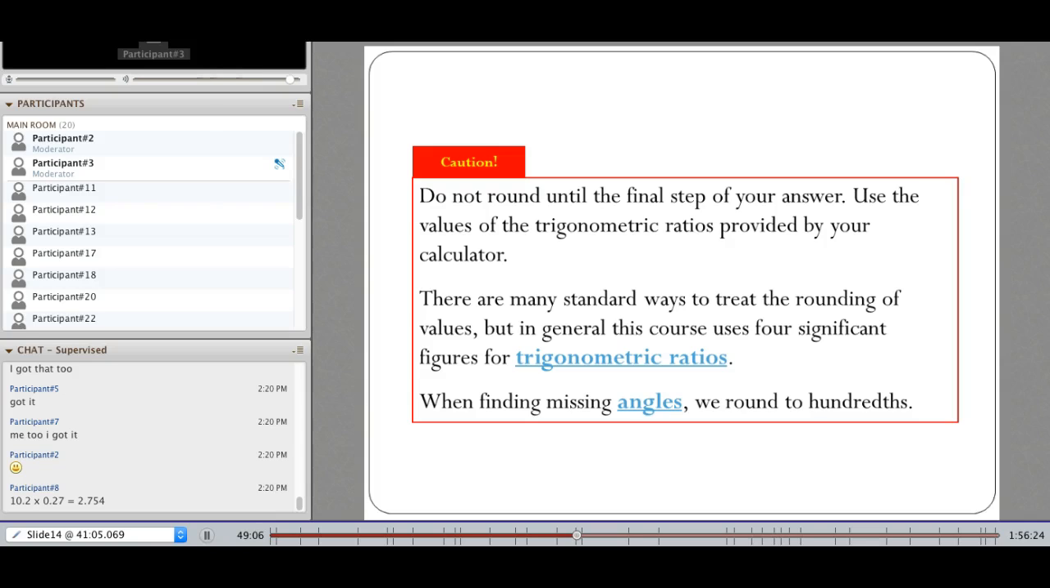Okay, here's just a caution. If you round too early, you're going to get an answer that, let's say it's a multiple choice, might come out to be a few degrees or points of a degree less. So the best thing to do is not round until the final step of your answer. Use the value of the trig ratio that was given in the calculator. Otherwise, you'll probably come up with something close enough that you could figure out the correct answer, but if you want the exact, or closer to the exact answer, wait until the end to round.